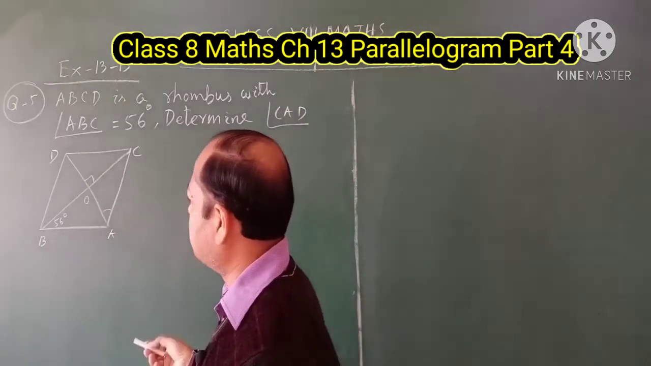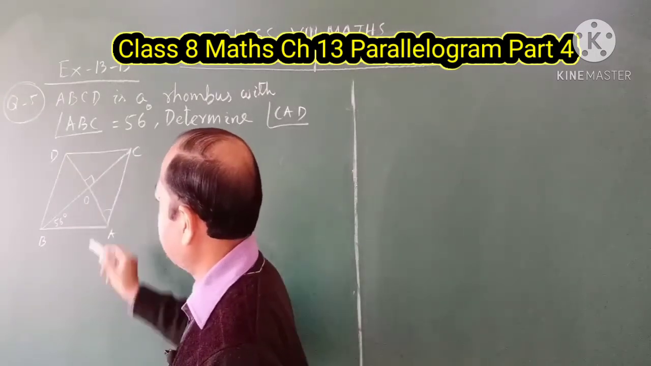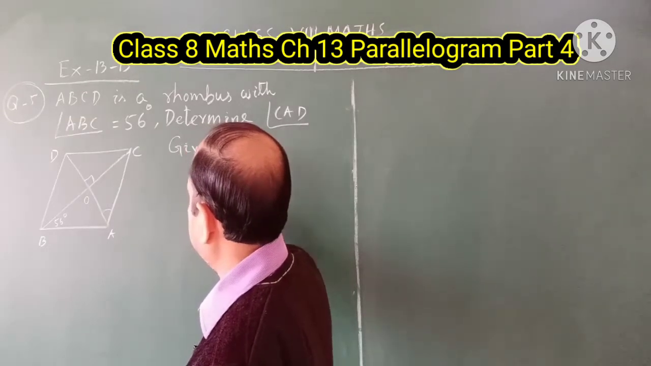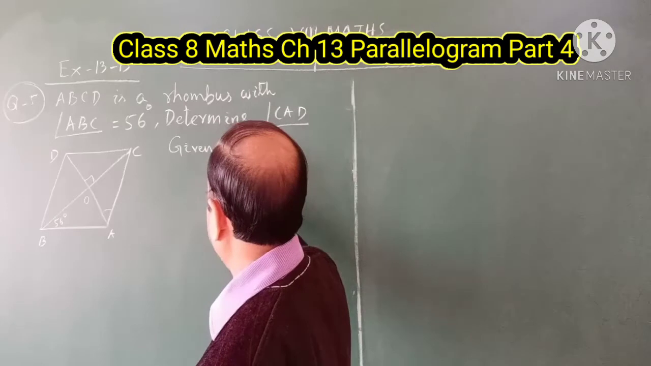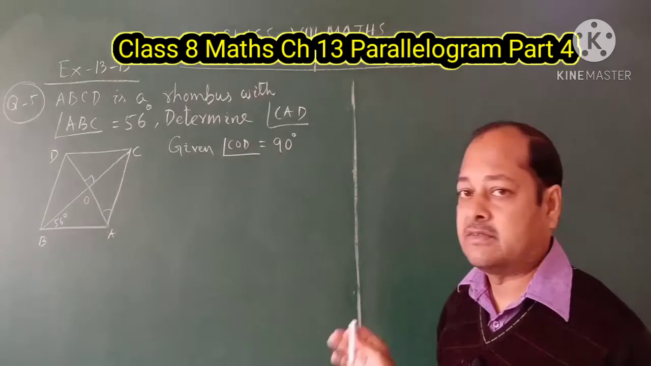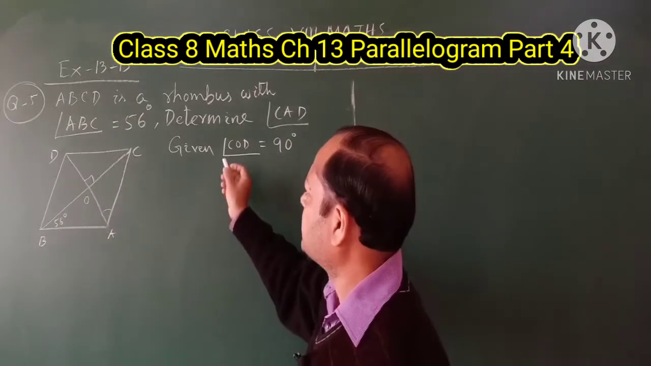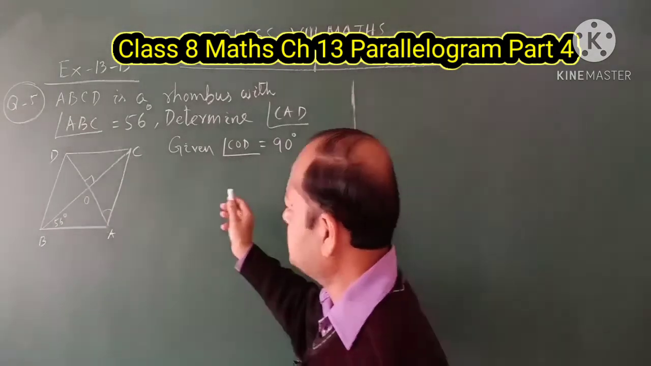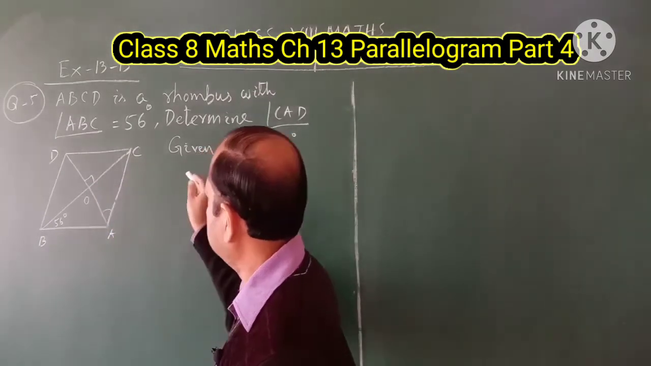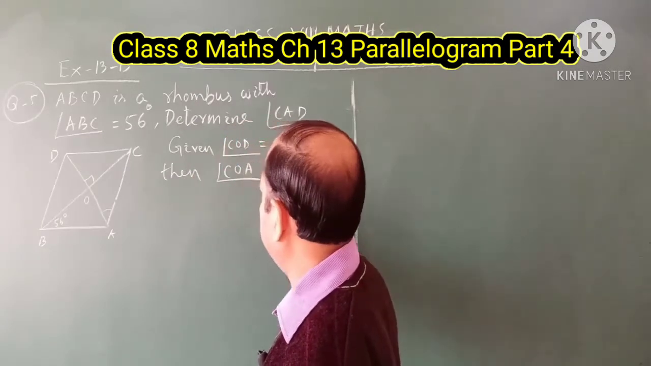Okay, let's start with the solution. So in that triangle COD, it is 90 degrees. What is given, you write down, given: COD equal to 90 degrees. Always write what is given in the question, then start to solve the question. So if it is 90 degrees, then the opposite side also, COA will be 90 degrees.